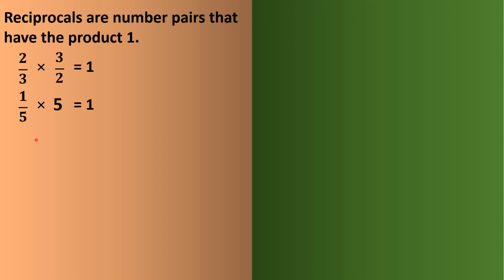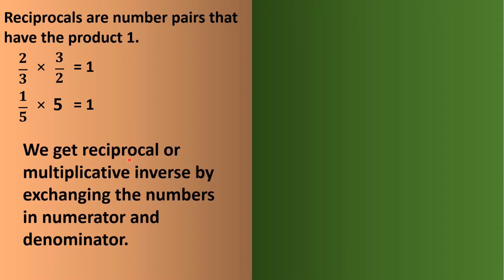It means how we can find out the reciprocal or multiplicative inverse. We get the reciprocal or multiplicative inverse by exchanging the numbers in the numerator and denominator. Just see here, 2 by 3. The multiplicative inverse of 2 by 3 is 3 by 2. Just observe this. In 3 by 2, 3 is the numerator, which was the denominator in 2 by 3, and 2 is the denominator, which was the numerator in 2 by 3. So to find out the reciprocal is very easy.